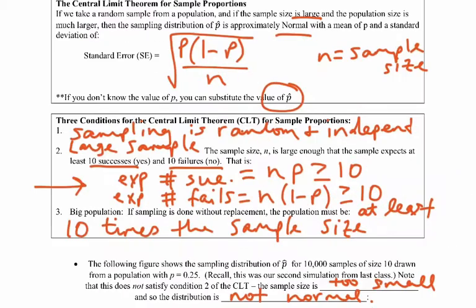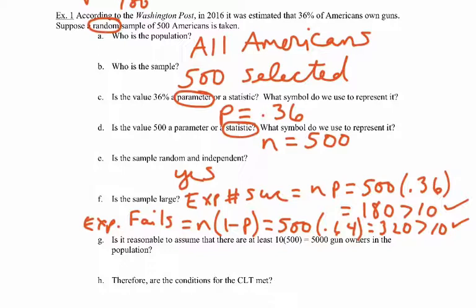The third condition, remember, was that the population has to be at least 10 times the sample size. We can certainly assume, it's not really an assumption, it would be true. Remember, the population is all Americans, so the population of all Americans certainly would be more than 10 times 500. So yes, that is a reasonable assumption. Therefore, are the conditions for the central limit theorem met? Yes, they are. All three conditions have been met.